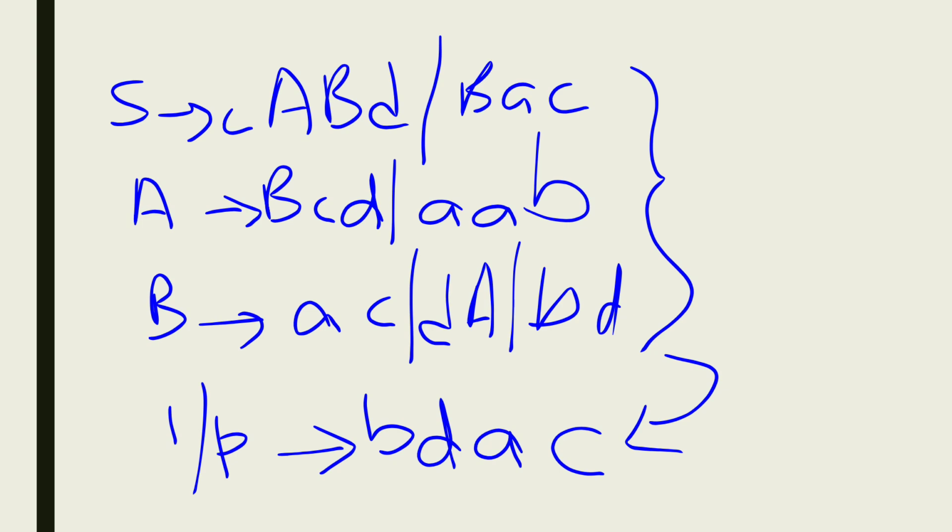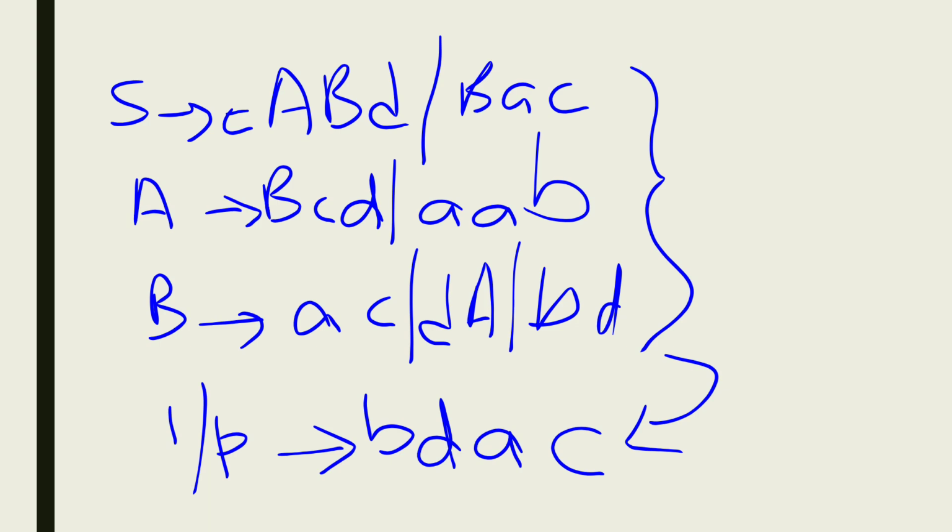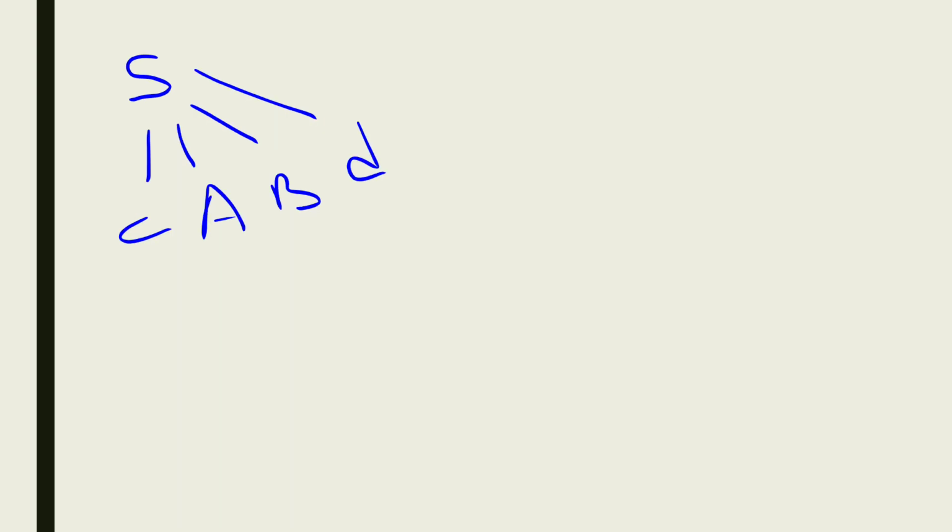With the help of this, we have to produce this one. So how are we going to do it? First let us consider S. S gives C, A, B, D. This is the first production. Now S gives the second production, that is S gives B, A, C.